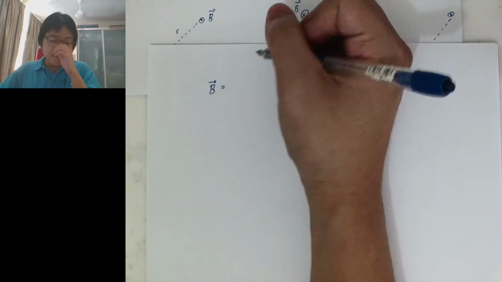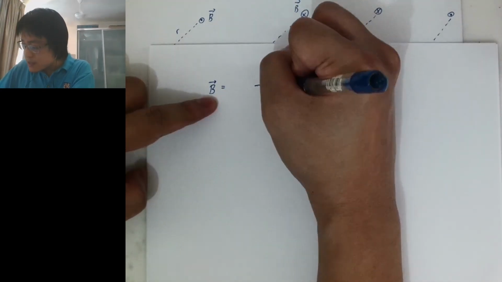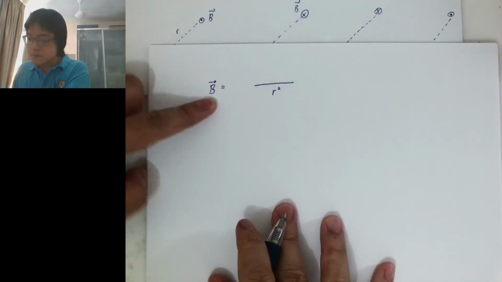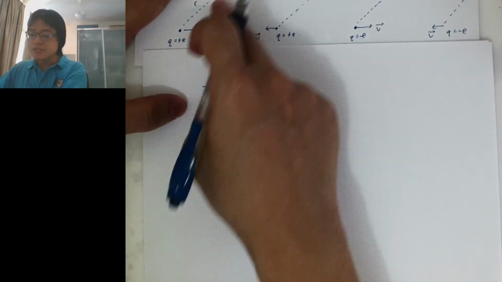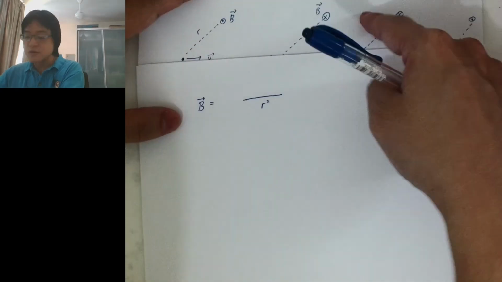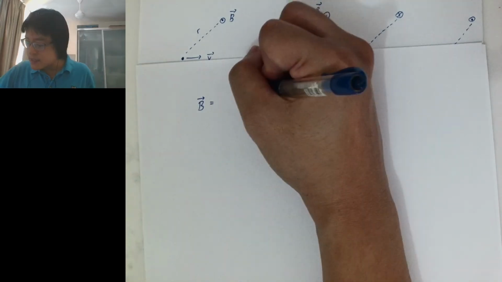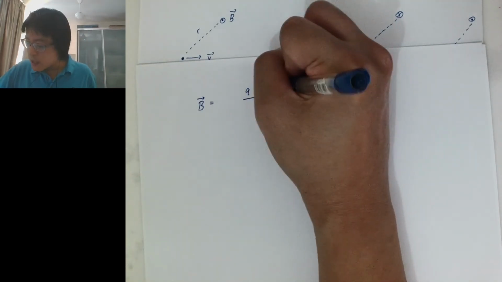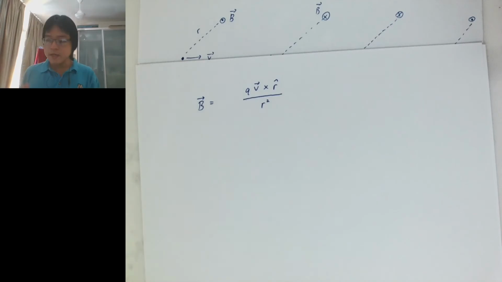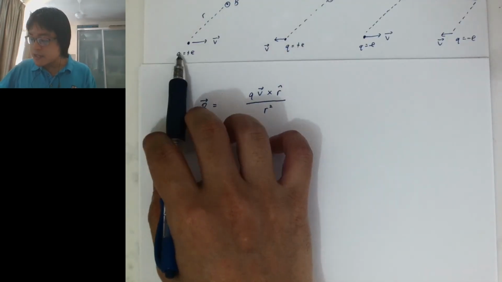So then the magnetic field is, well, as I say, the magnitude is inversely proportional to r squared, and the direction will be into the page or out of the page, so it's perpendicular. So it has something to do with the cross product, and the answer is qv cross r hat.